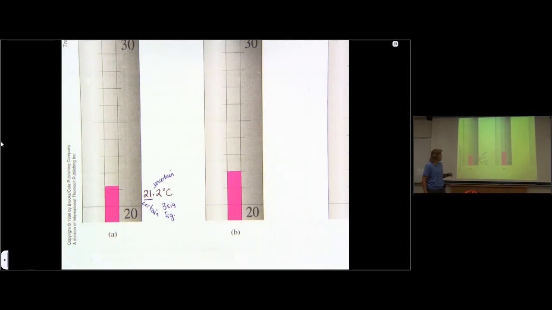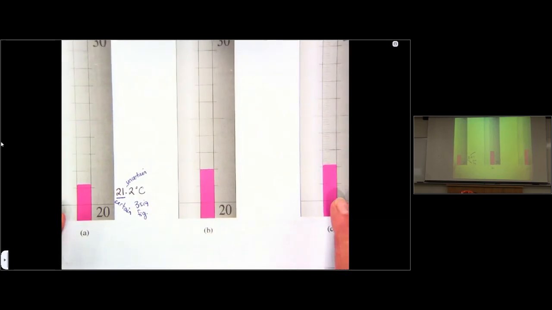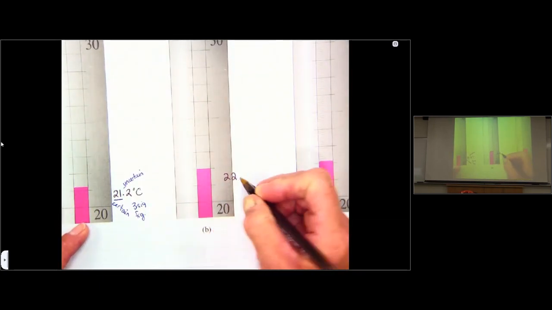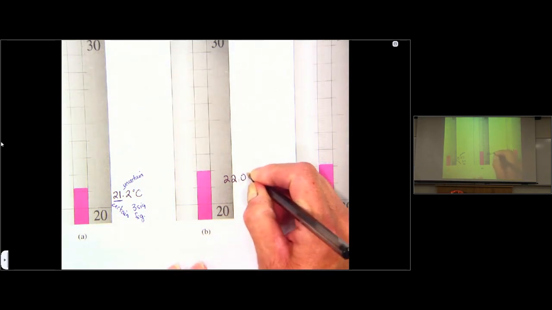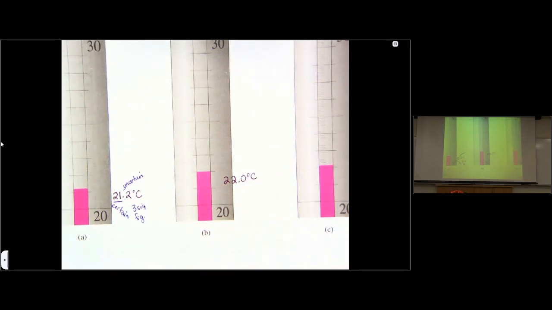All right, the next thermometer, thermometer B. What do you know with certainty is the temperature of thermometer B? 22 degrees Celsius. With certainty, we know it's 22. Meaning what? It's on the line. It's on the line. So why do you have to put 0.0? What does that, putting that 0.0, what does that do?